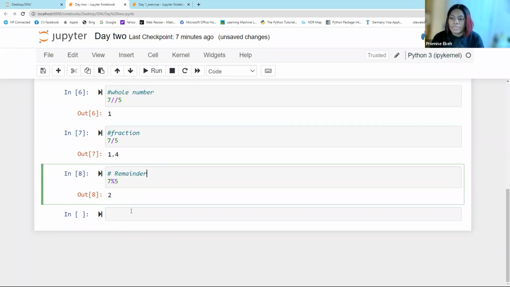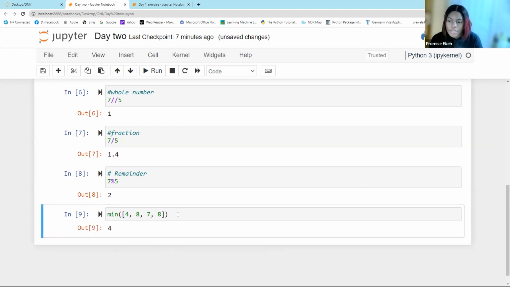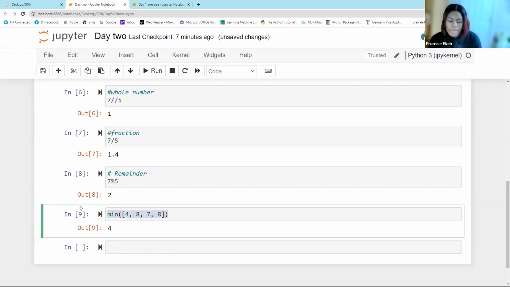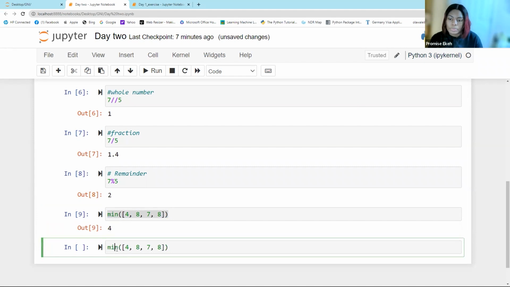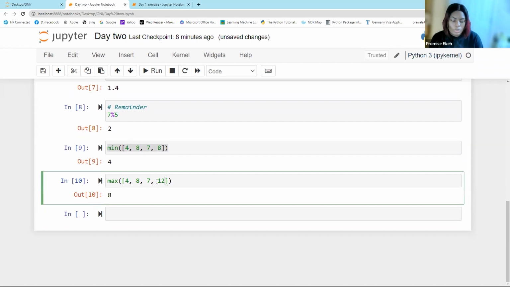Then you could also calculate the min and max of anything, of a list. So for example, I could do min. So if I have a list of numbers, min gives you the minimum in that collection of numbers. So if I have 4, 9, 7, 8 something, and I want to get the lowest, the minimum is the smallest number in this list. What do I get? 4. 4 is the smallest number. So I could also do max to get the maximum number in this list. It gives me my maximum number is 8. If I make this, for example, 12, my maximum number changes to 12.